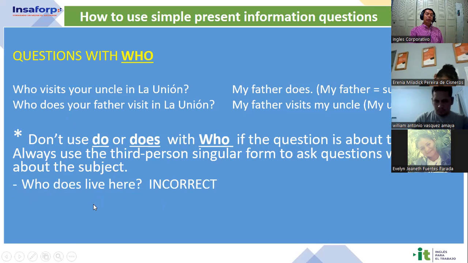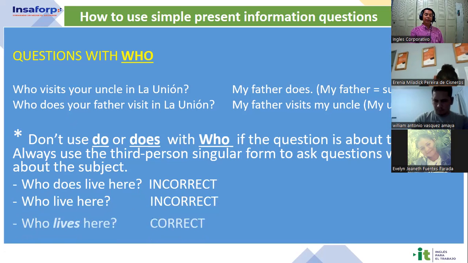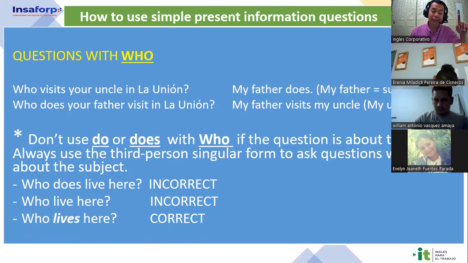Example. Who does live here? Incorrect. Who live here? Incorrect. Who lives? You know, we have the extra S, right? Lives. That is the correct one, right?